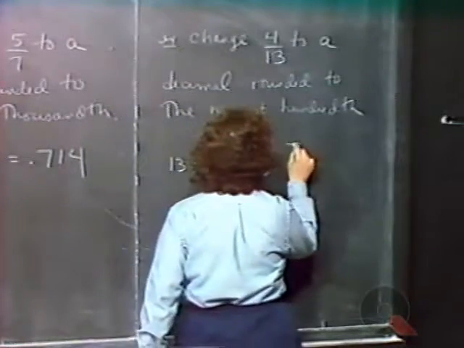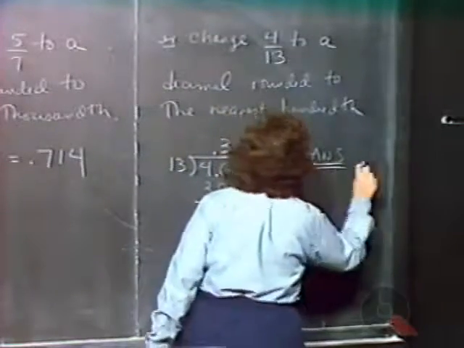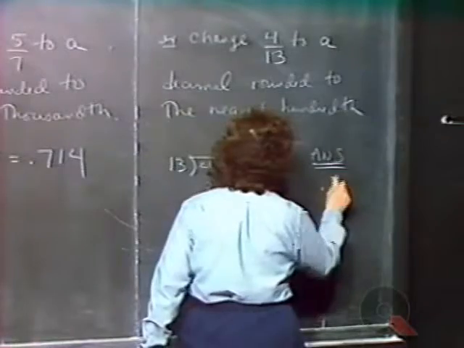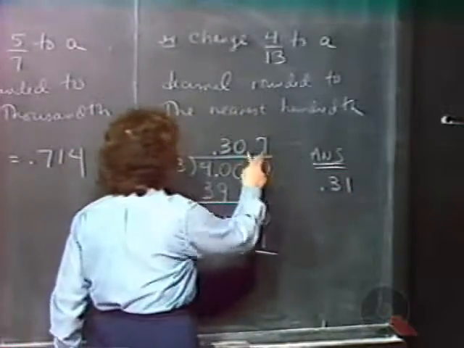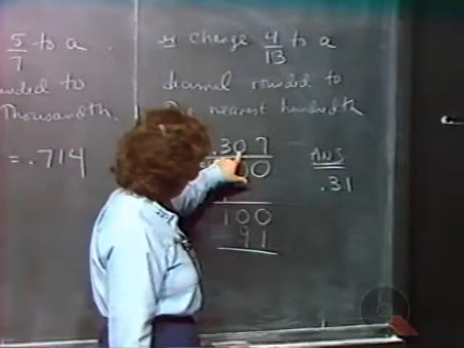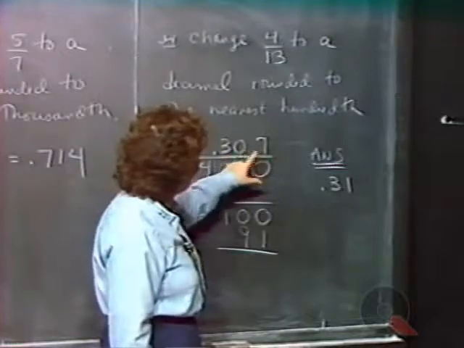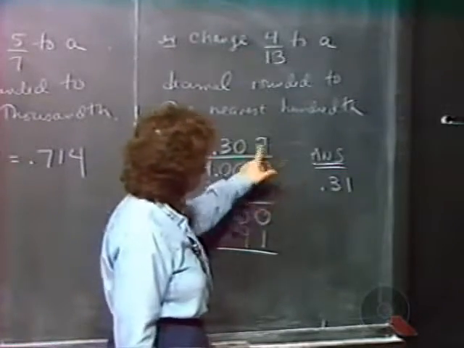Okay, so we're going to give as our answer 0.31. Since the 3rd decimal digit was over 5, we raise the 2nd decimal digit by 1. So instead of 0.307, we round it correct to the nearest hundredth, 0.31.